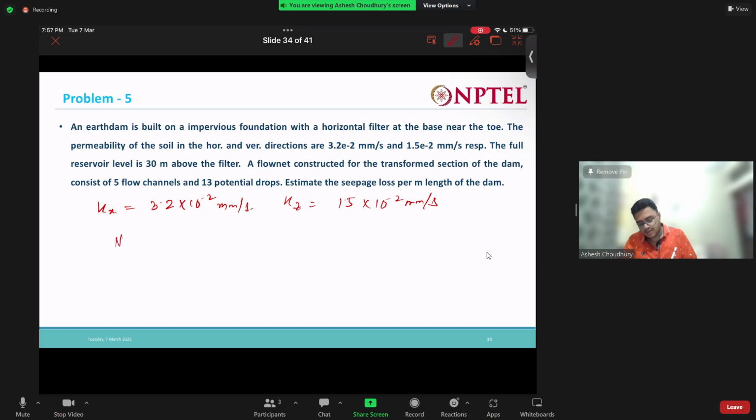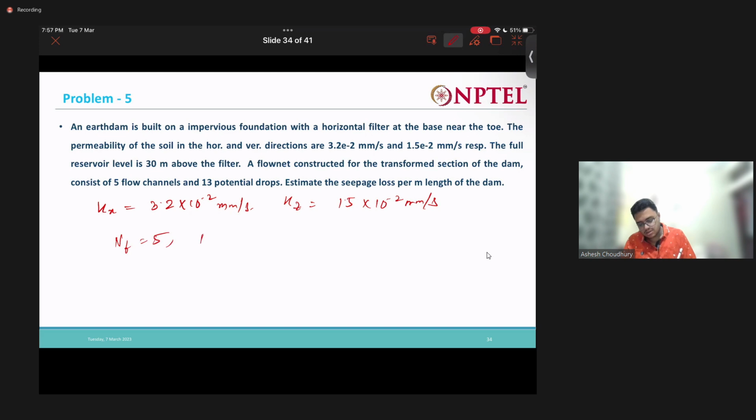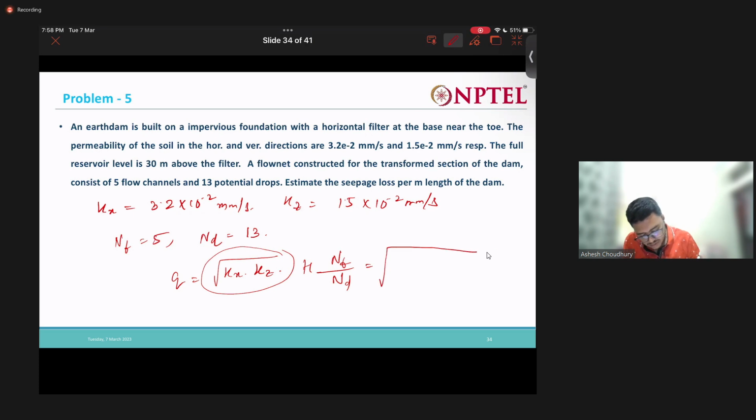So NF is 5 and ND is 13. Please tell me what relation shall we use for this one? Q is equal to square root of Kx into Kz, into H, NF by ND. Rest part is same, but this K is changing, right? So please calculate, please put all the values.